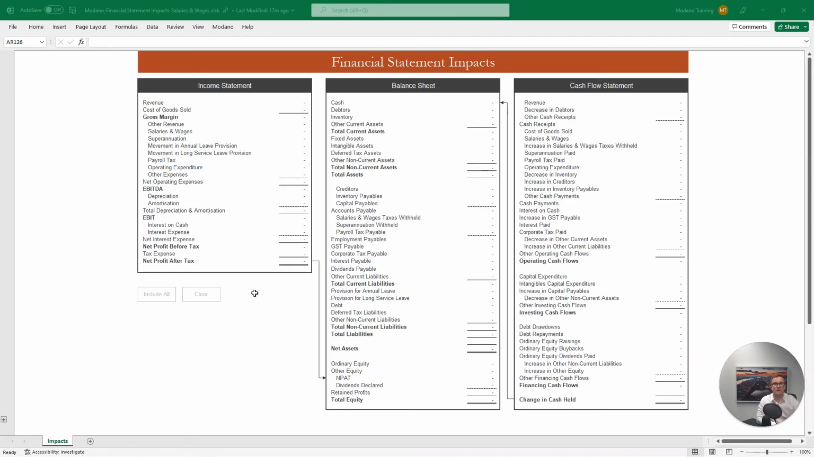When we look at the financial statement impacts of salaries and wages within a 3-way financial model, salaries and wages hits the income statement and the cash flow statement. Salaries and wages is an expense on the income statement, decreasing net profit after tax, and therefore decreasing the equity on the balance sheet. Similarly, salaries and wages is a cash payment within the operating section of the cash flow statement, therefore decreasing change in cash held. The change in cash held therefore decreases the cash at bank, decreasing total assets and therefore balancing the balance sheet.